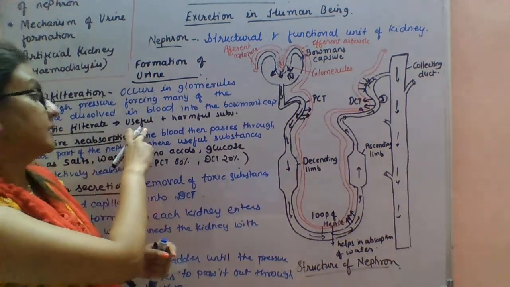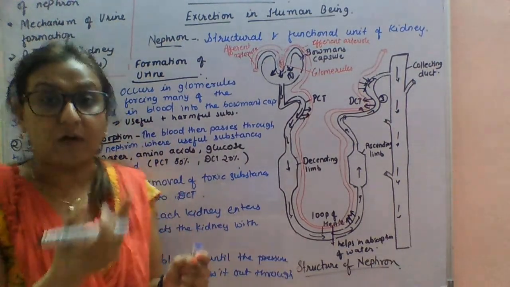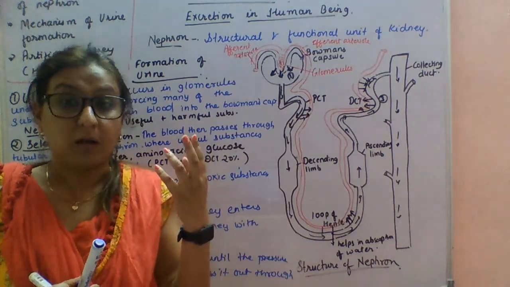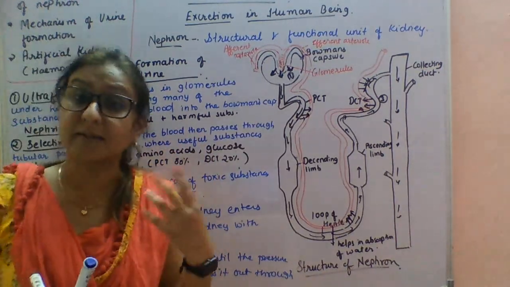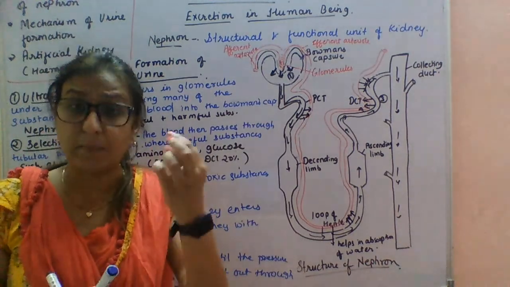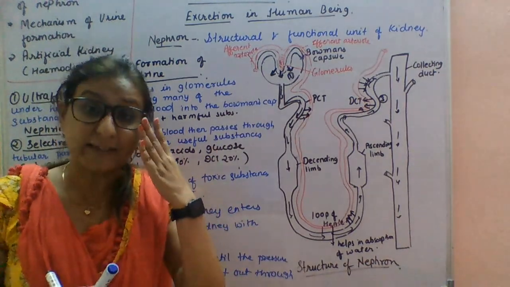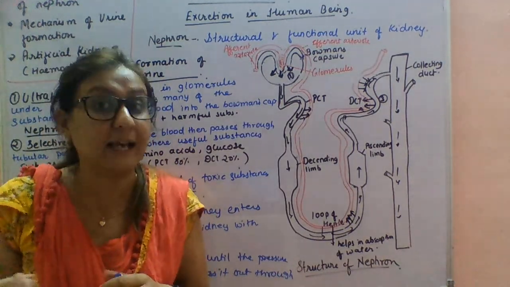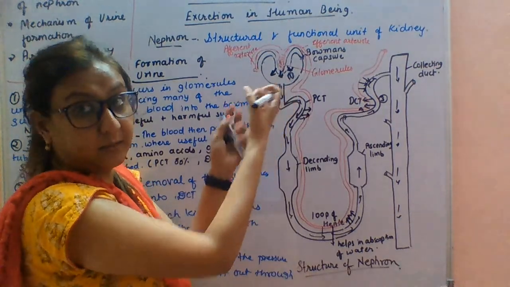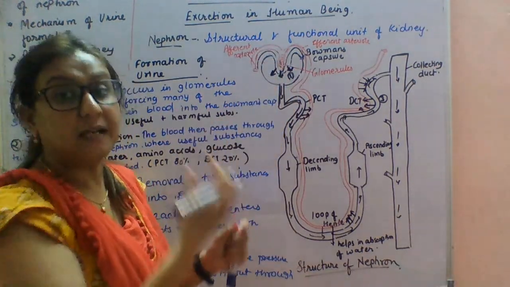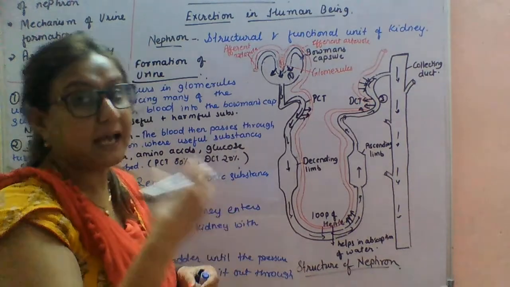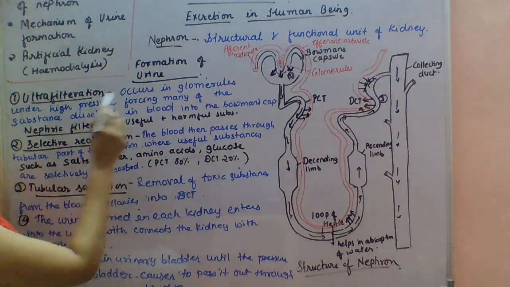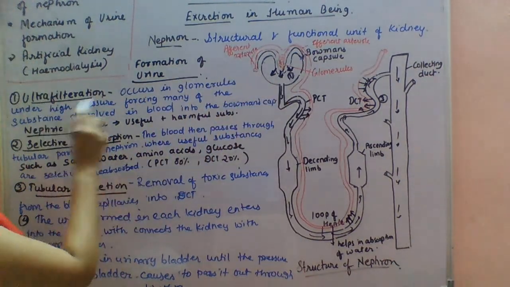The nephric filtrate consists of useful materials as well as harmful substances. Useful materials means it consists of amino acids, glucose, vitamins, a small amount of water, and important salts. Whereas harmful substances means it consists of urea and uric acid. So this nephric filtrate oozing out from the glomerulus consists of useful as well as waste substances. So the first process is ultrafiltration, which occurs in the glomerulus under high pressure.